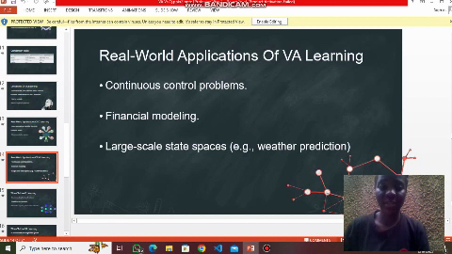Just like we said, it handles continuous control problems. So when we come to weather prediction, remember weather can't be stable. It changes in terms of maybe humidity. Look at temperature.